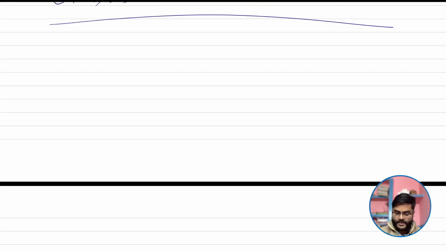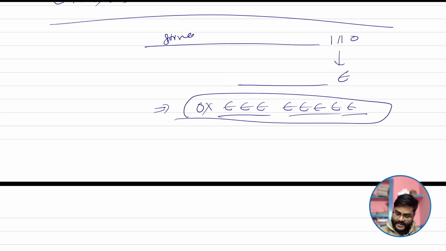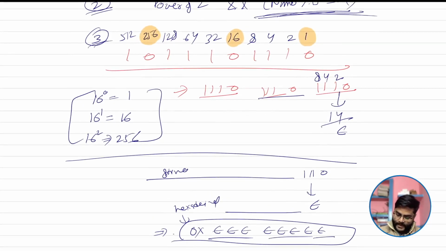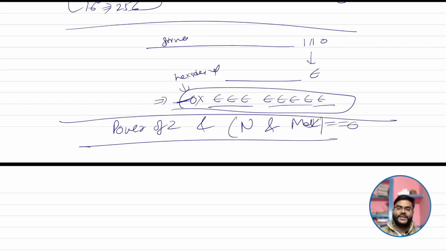If you write this, your mask will be 0 triple 1, 8 times. So it will be E, 8 times: E E E E E E E E, 32 bits, and you can write it with 0x to identify it as hexadecimal. So this can be your mask, and your final condition will be: check whether it is a power of 2 or not, and do your number AND operation with your mask, and if it is 0, then it is a power of 16, otherwise it is not.